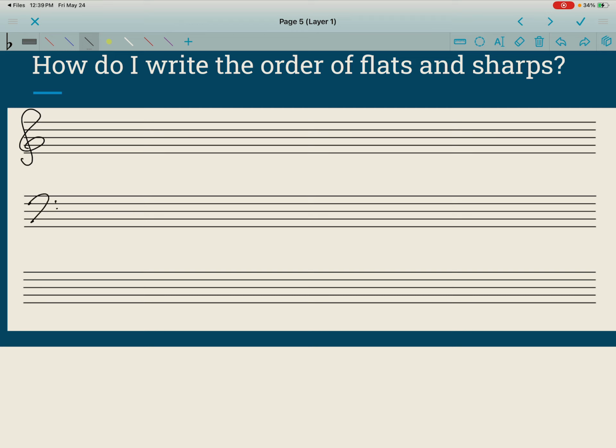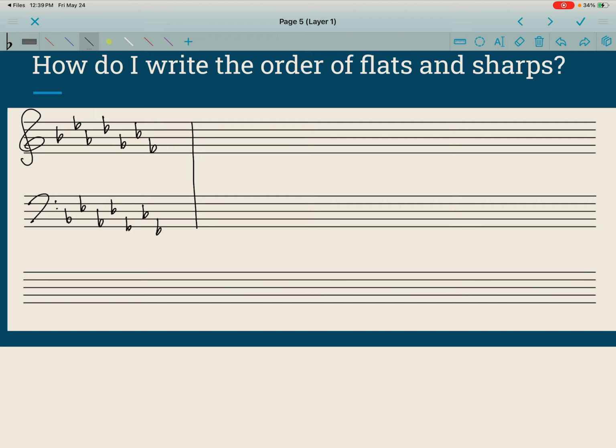And they're going to be a little bit different, just by one line, because their notes are located in different spots. So if I wrote B flat, E flat, A flat, D flat, G flat, C flat, F flat, that's my order of flats. B flat, E flat, A flat, D flat, G flat, C flat, F flat for bass clef.